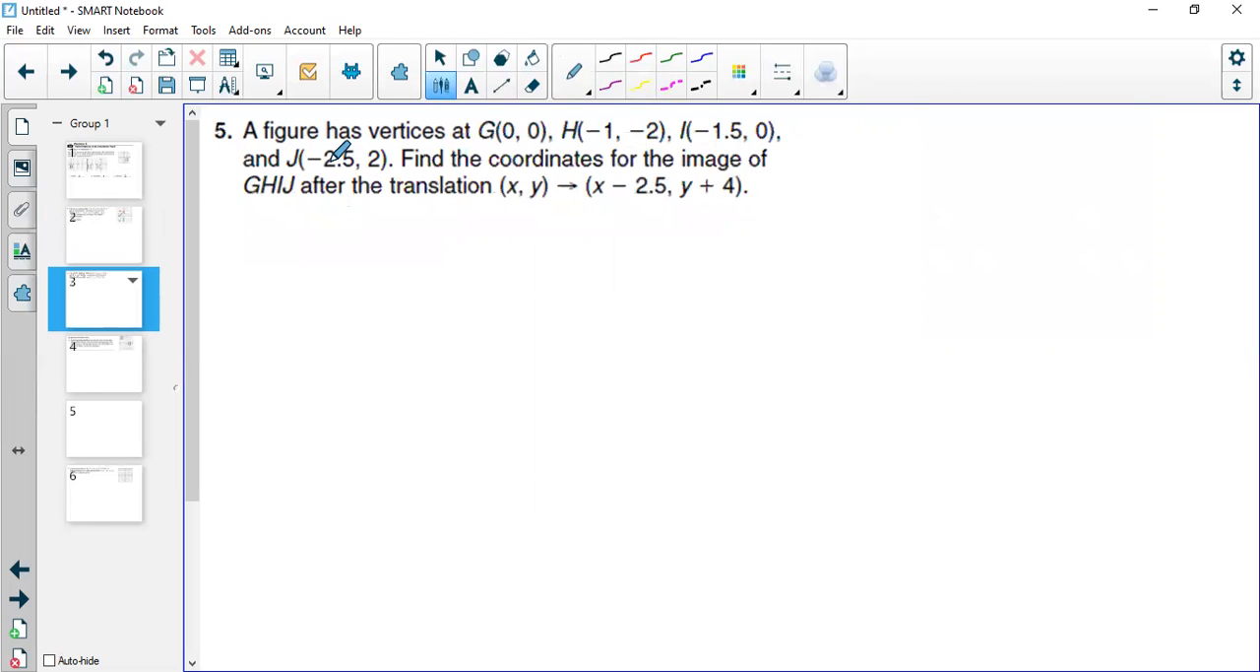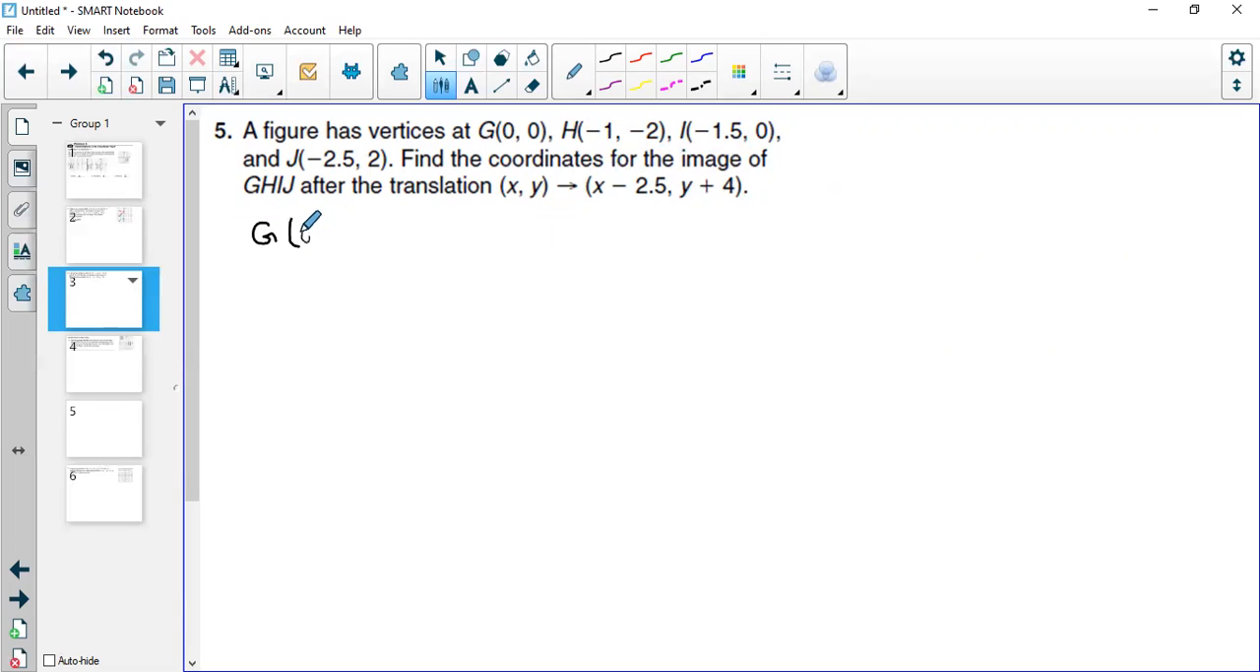All right, let's go to question number 5. A figure has vertices G, H, I, J. So this is a quadrilateral. It can be a square or a rectangle. Find the coordinates for the image of G, H, I, J after the translation. So remember, I told you this kind of minus and plus will be only given in translations. So let's write down the coordinates.